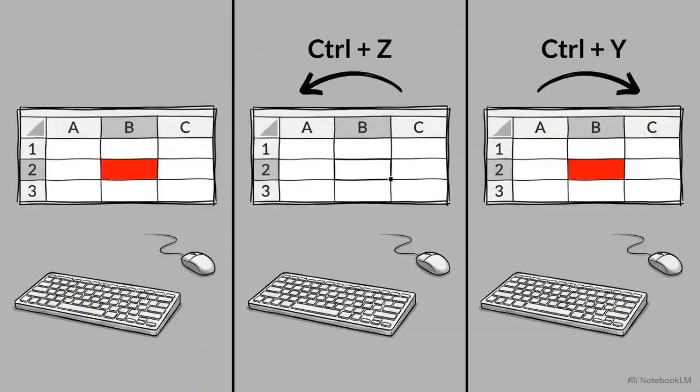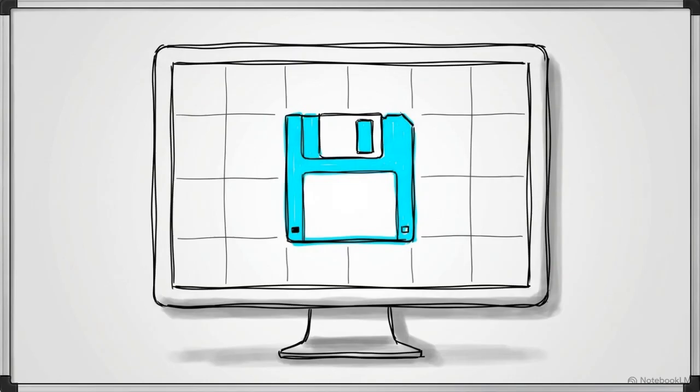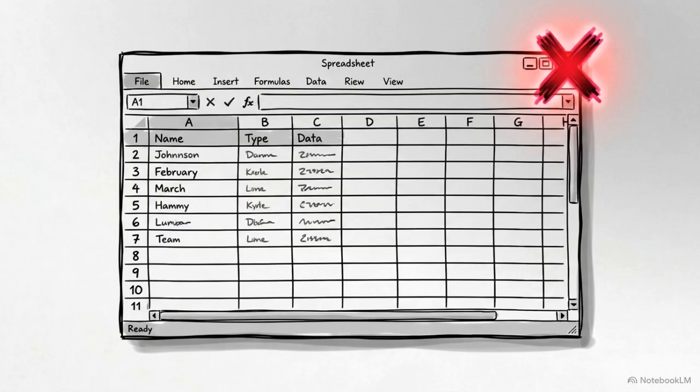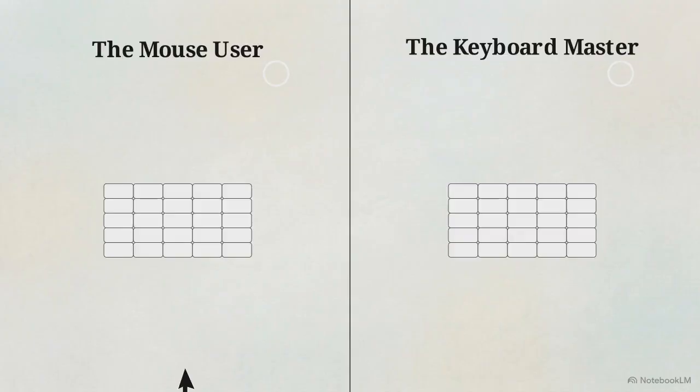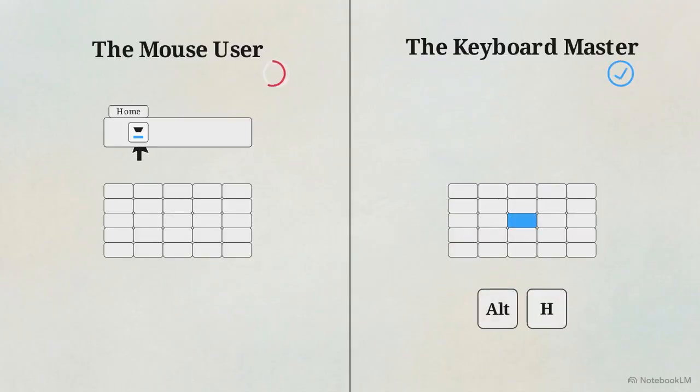As you build speed, you will make mistakes. Keep Control and Z ready to undo an error, and use Control and Y to redo an action if you change your mind. To finish out the workflow, press Control and S to save your progress, then hit Control and W to cleanly close the workbook. Operating Excel from the keyboard replaces repetitive manual clicking with immediate execution.